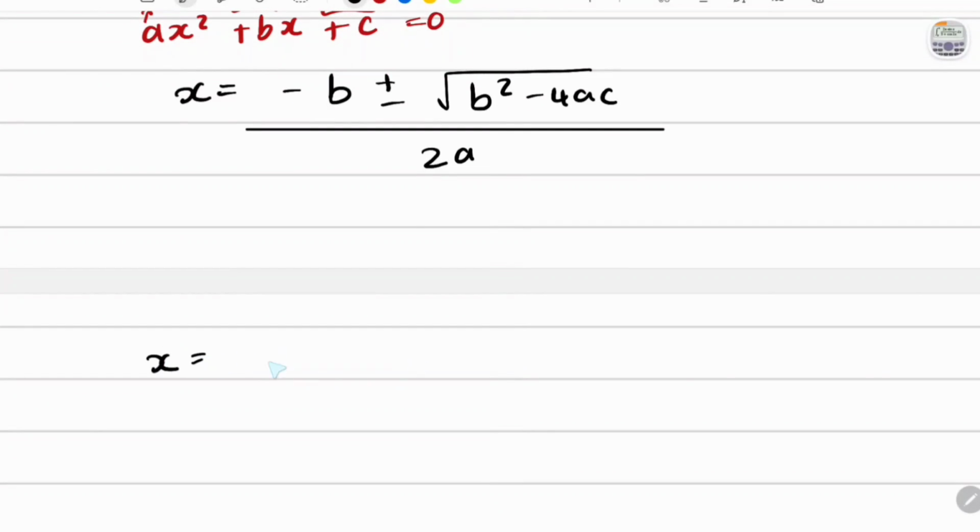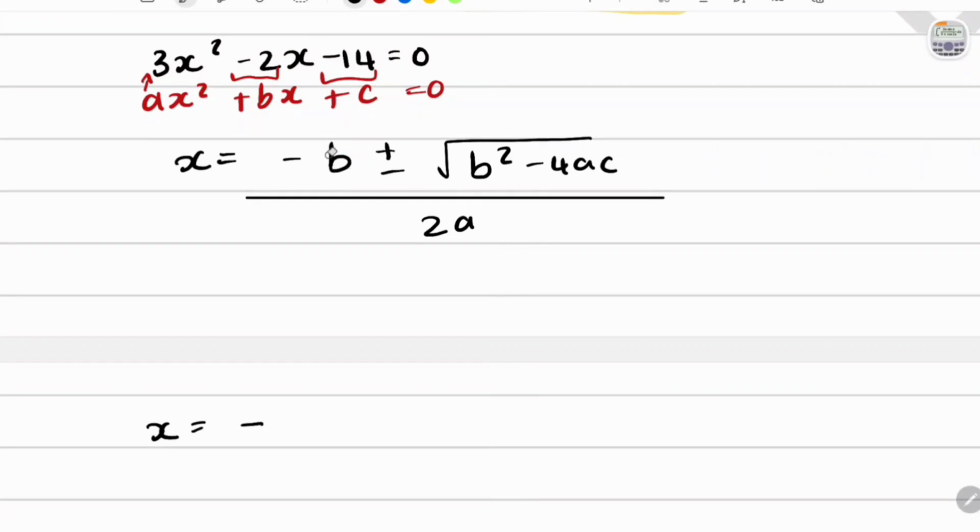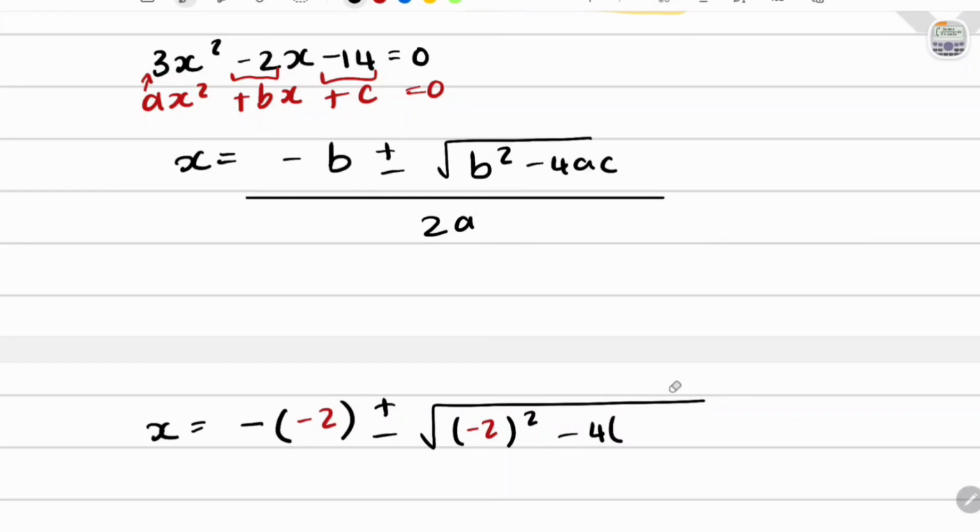So x is equal to negative b. B is -2, so in place of that, we put -2. And then plus minus the square root of b squared, which we know is -2, so -2 all squared, minus 4, and then a is 3, so we're going to substitute 3, and then c is -14, so -14, all over 2a. So 2 and a is 3.